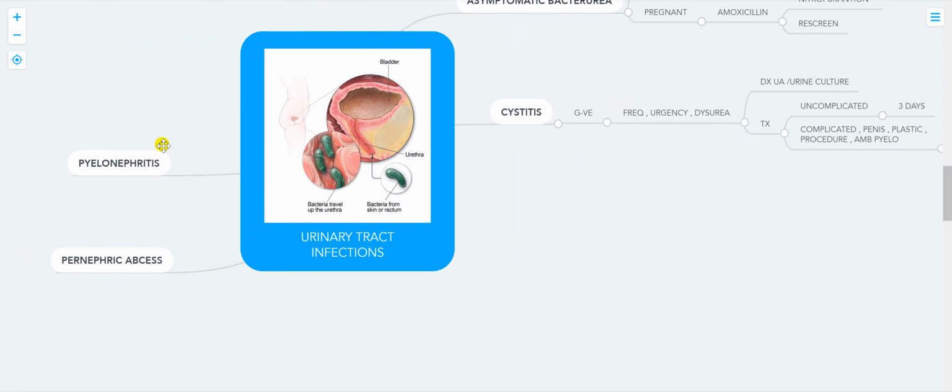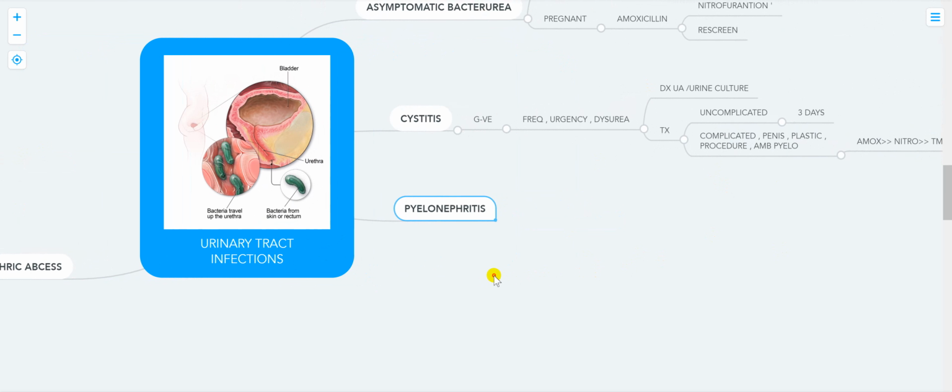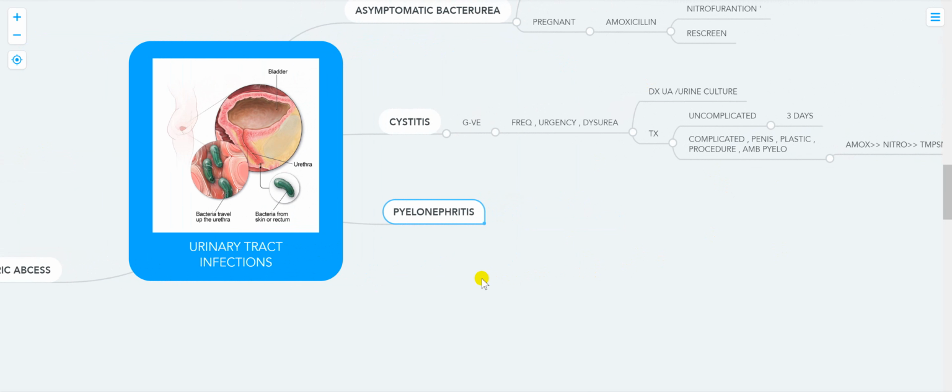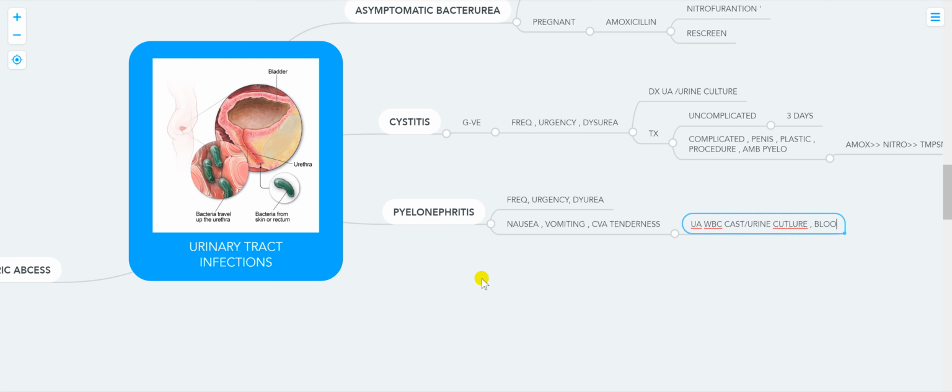How about pyelonephritis? It's an infection of the kidney, we know that. They present with frequency, urgency, and dysuria, plus nausea, vomiting, and severe tenderness, because it is a systemic infection. On urinalysis, you see white blood cell casts, and then you do urine culture, and you do blood culture. That's an important thing to do.